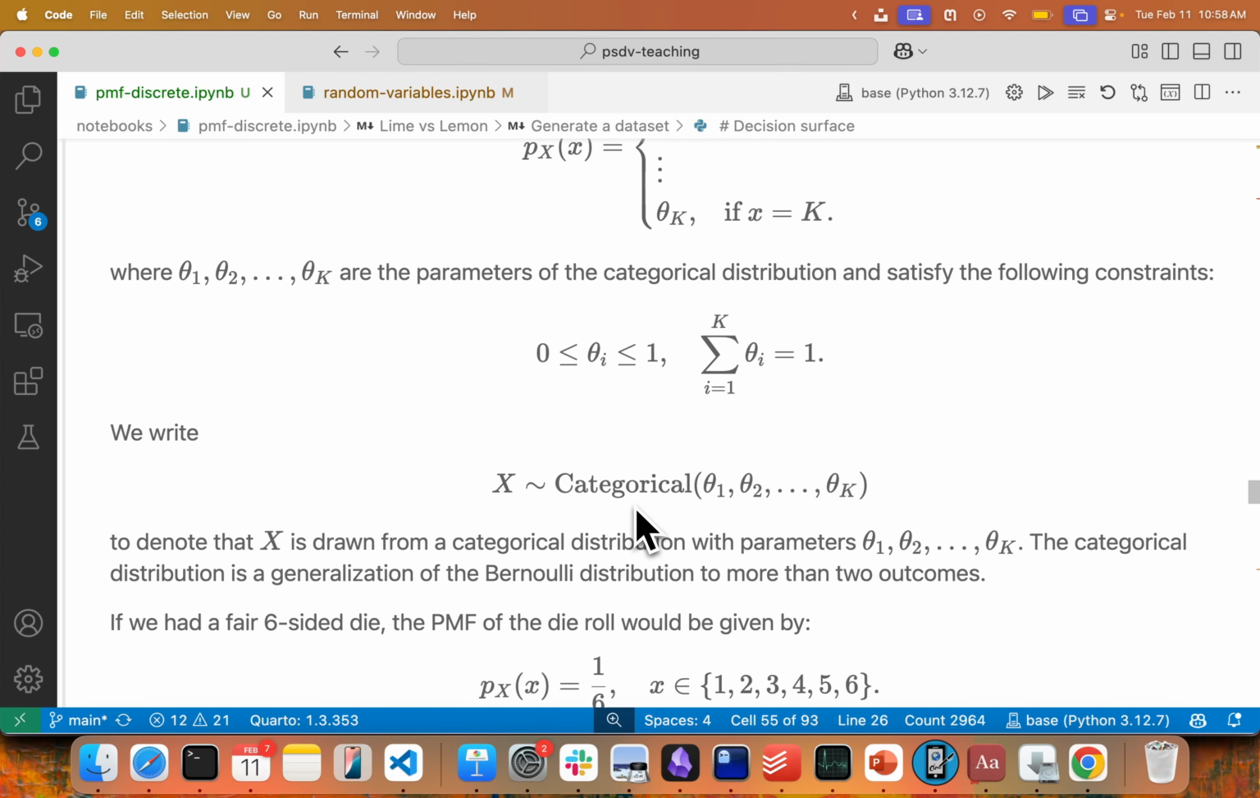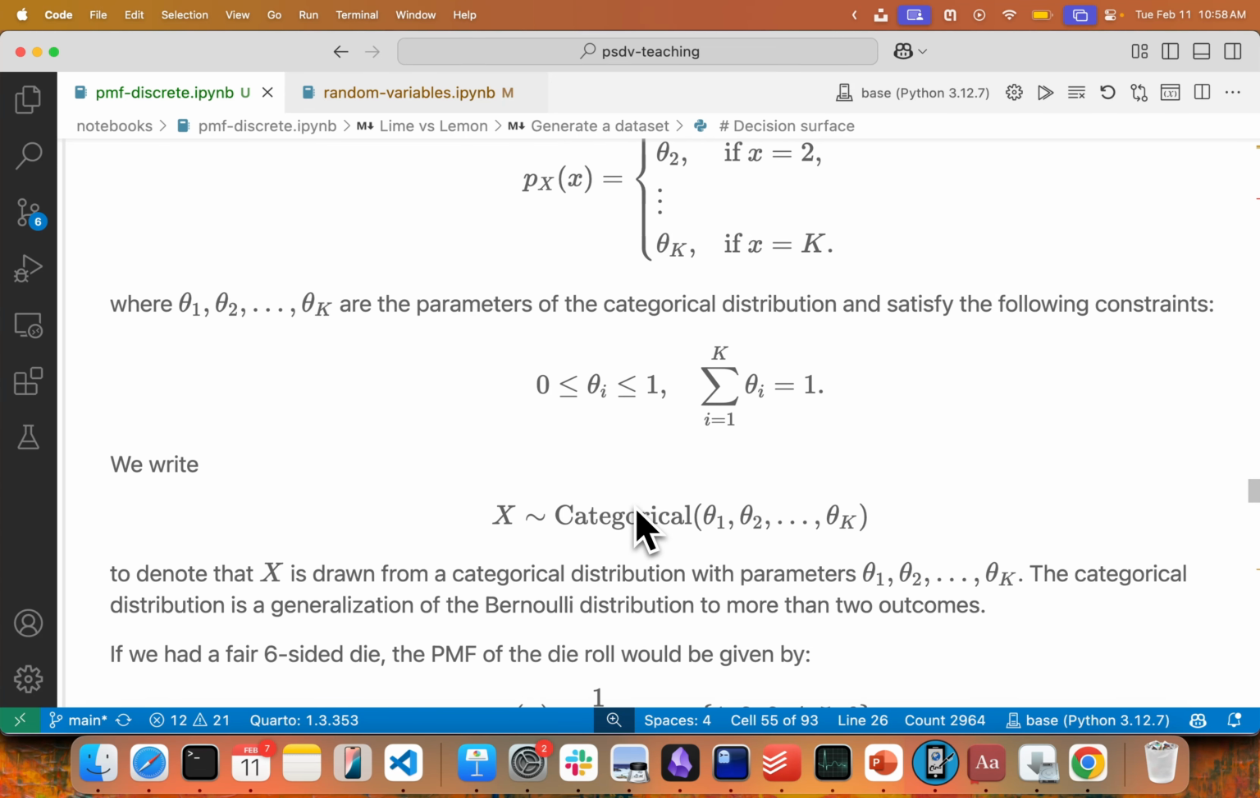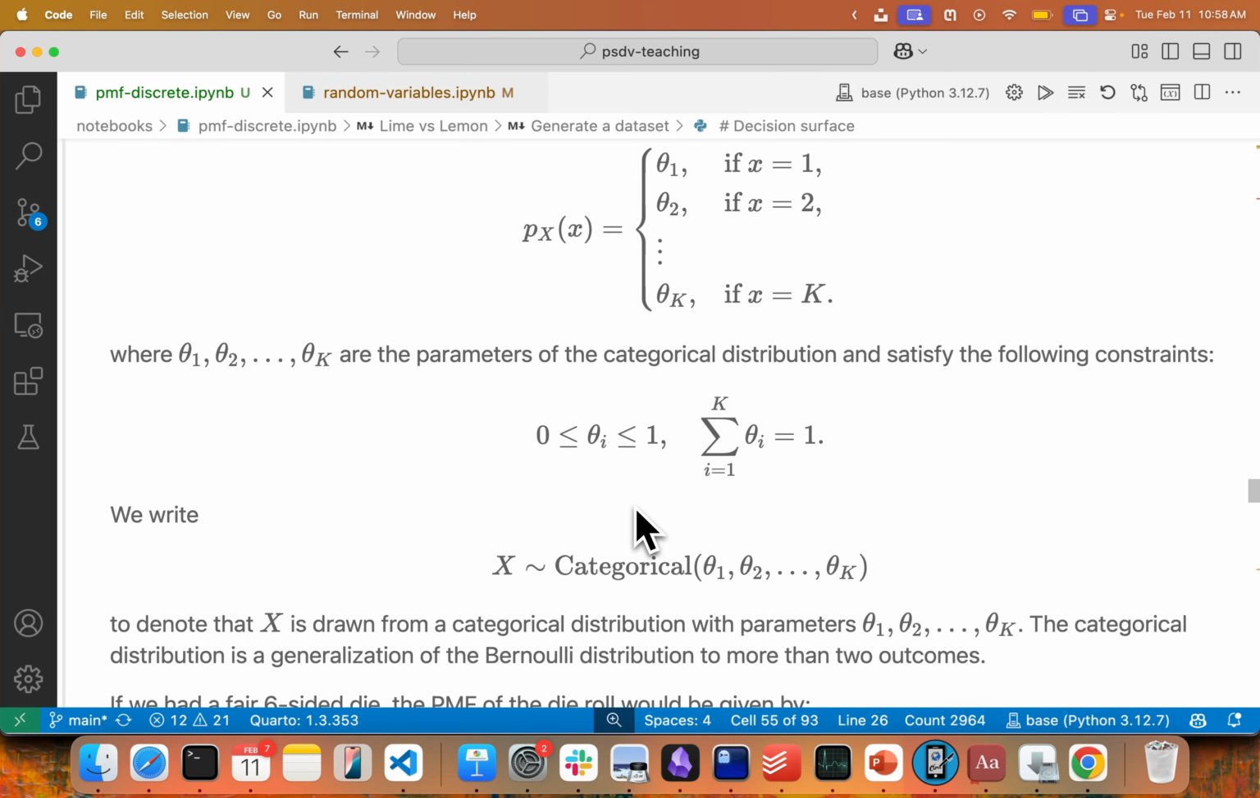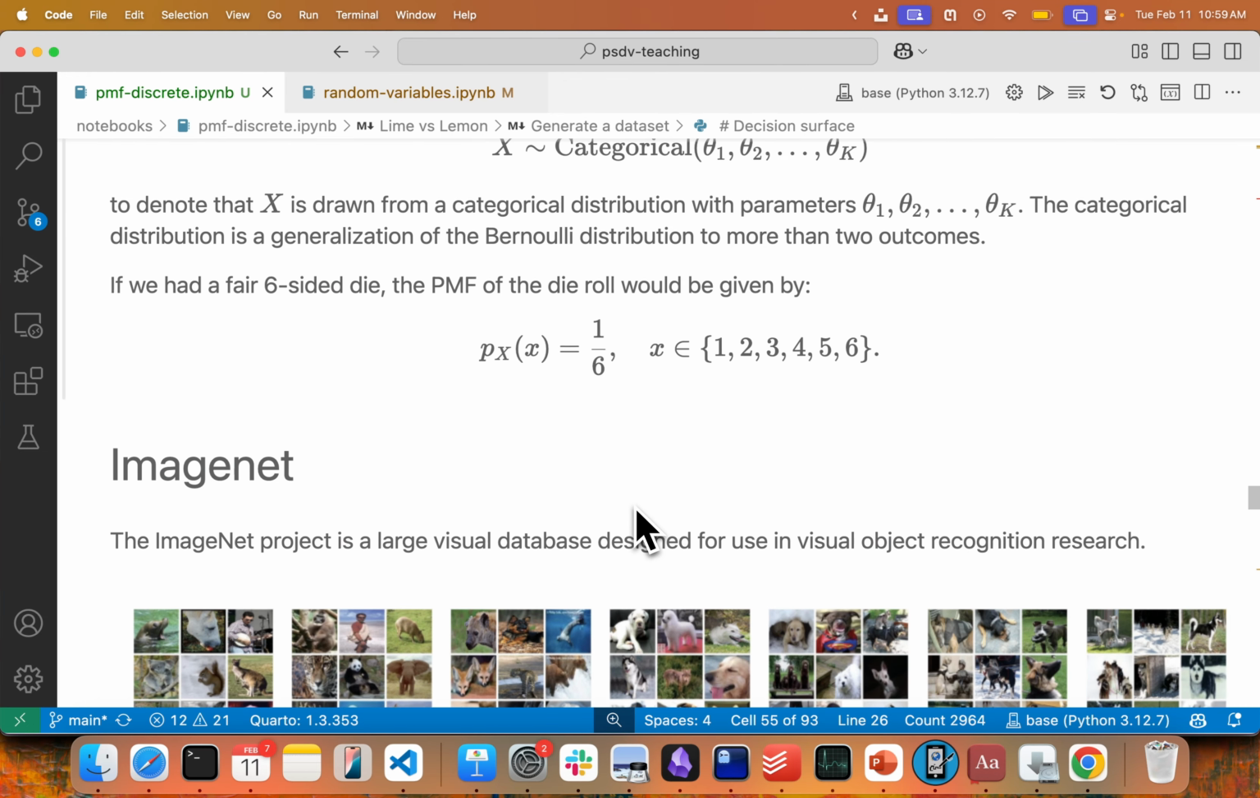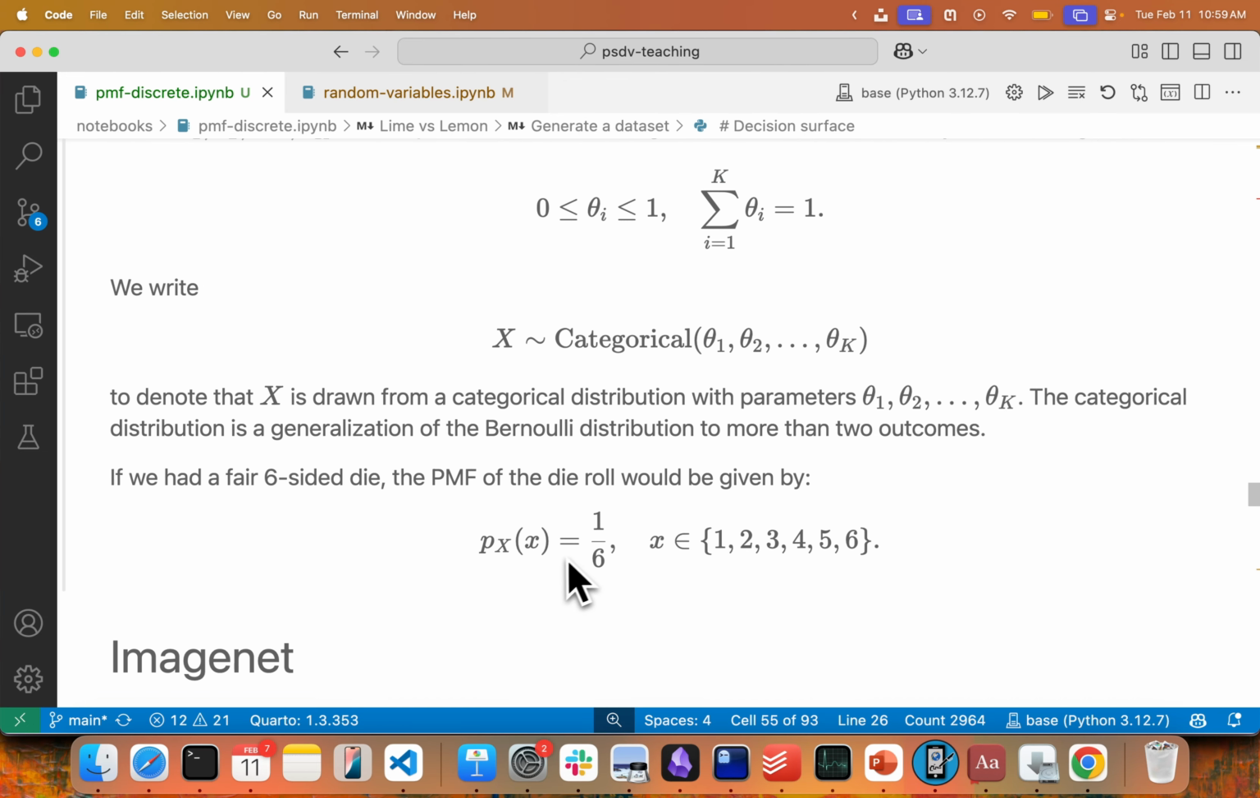If we had a fair 6-sided die, what would the PMF look like? 1 by 6 for each of the 6 values that you can take. So you can take one of the 6 values and it would be the same for each of them.